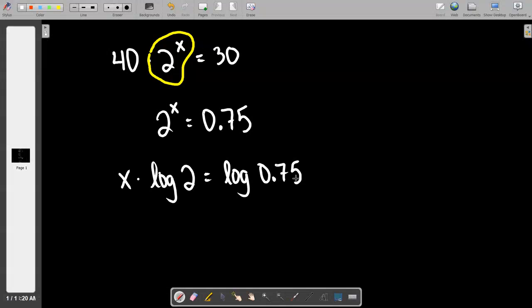So we're going to type in log of 0.75, close parentheses, divided by log of 2, close parentheses, and we should all have negative 0.42, rounding the 1 up to a 2. Any questions there? I got negative 0.4150374993, but I rounded it off.